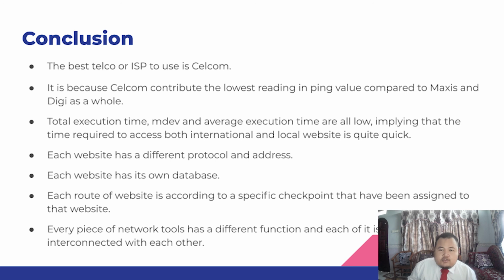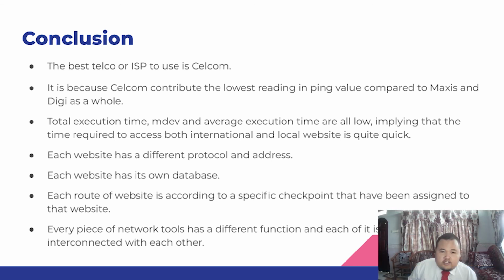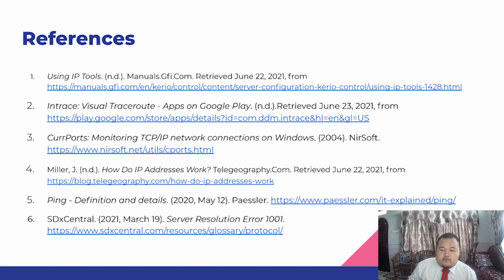Moreover, each website has a different protocol and address, and also its own database. Each route or path of a website is determined by a checkpoint that has been allocated to that website. Lastly, each network tool has a different and distinct function, and each of them is closely interconnected with each other, indicating that the internet network is more than a theory. You can see and refer to the references we have provided after this.